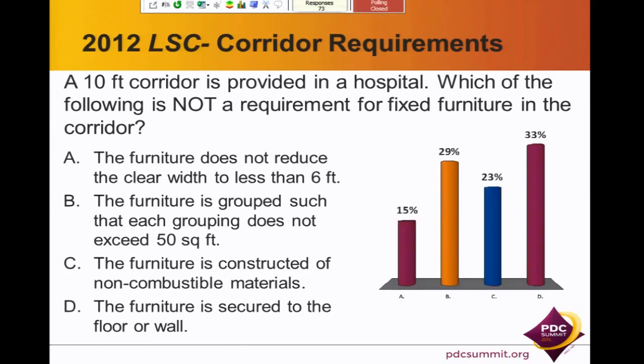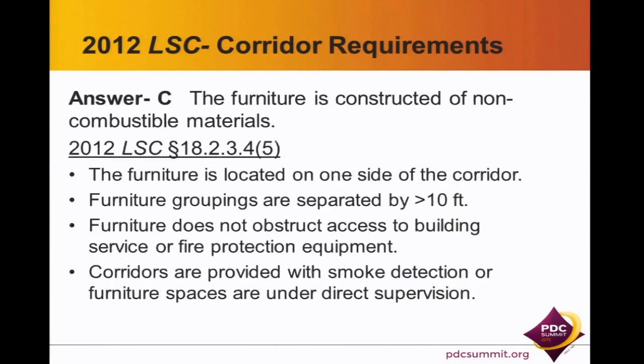All right, pretty even distribution. The answer is C. The furniture is constructed of non-combustible materials. So once again, since I flipped that question, that is not a requirement for fixed furniture in the corridor. There are a number of other requirements, and I do suggest that you reference the code if you are trying to employ this.